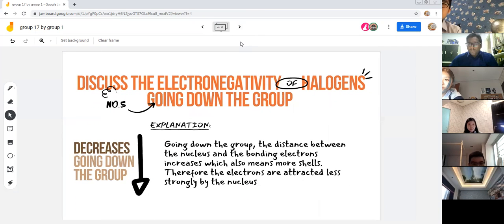Next is the electronegativity. It decreases down the group too, because going down the group, the distance between the nucleus and the bonding electrons increases, which also means more shells and more shielding effect. So therefore, the electrons are attracted less strongly by the nucleus.